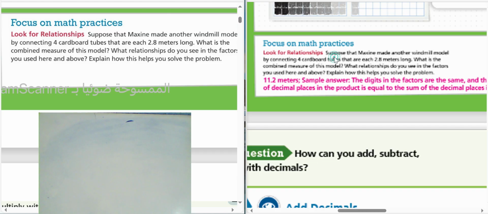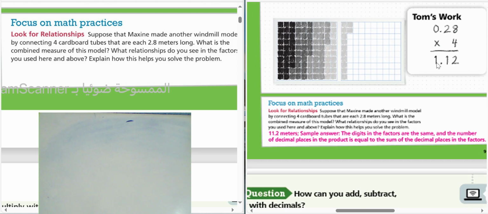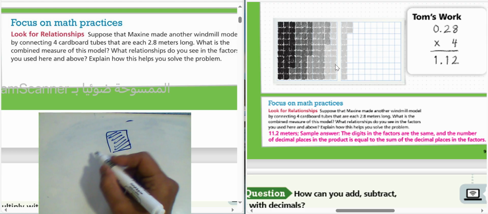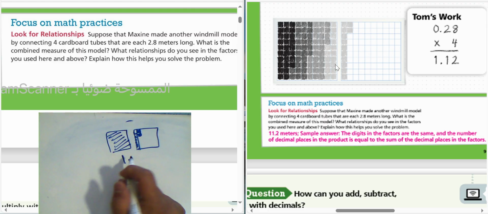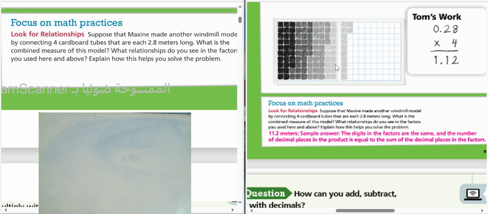We have 0.28 product by what? The answer here, 0.28 times 4 equals 1.12. Okay, we can find the answer. Color the first part, all things in it, and the other part we have 1 tenth and also 2 in the hundredths. The result will be 1 and 12 hundredths. We can write the answer 1.12 meters.